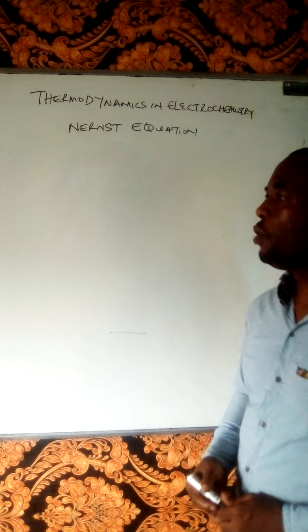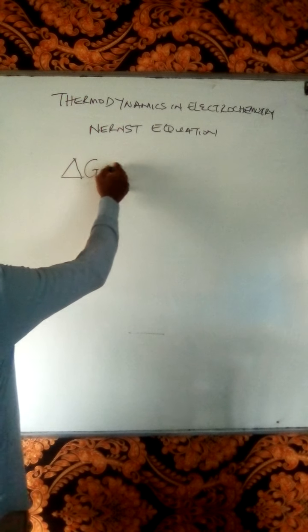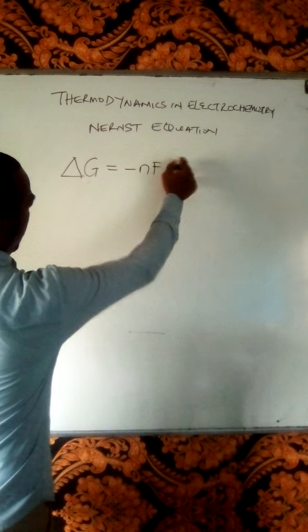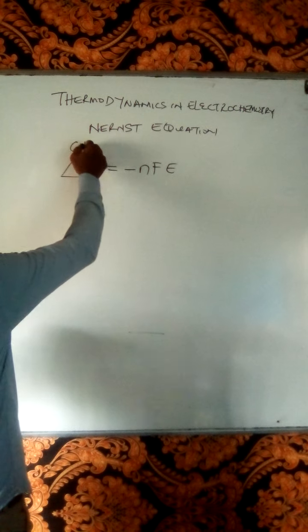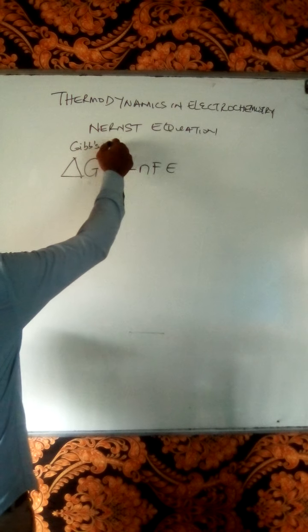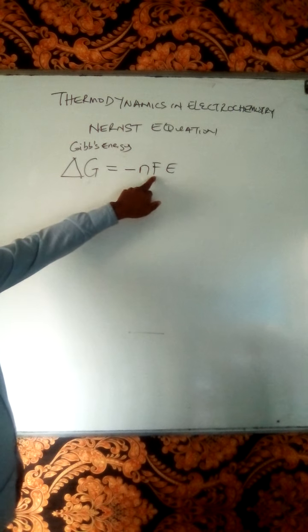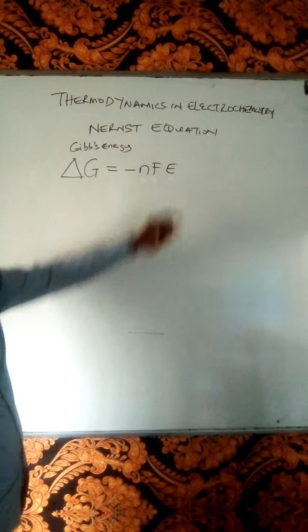So here we go. In determining the Nernst equation, the first step we take is to know that delta G is equal to negative nFE. So delta G implies the change in Gibbs free energy, which is the energy required to do work in a chemical system. n is the number of moles of electrons transferred in a redox reaction. F is the Faraday constant, and E is the cell potential.